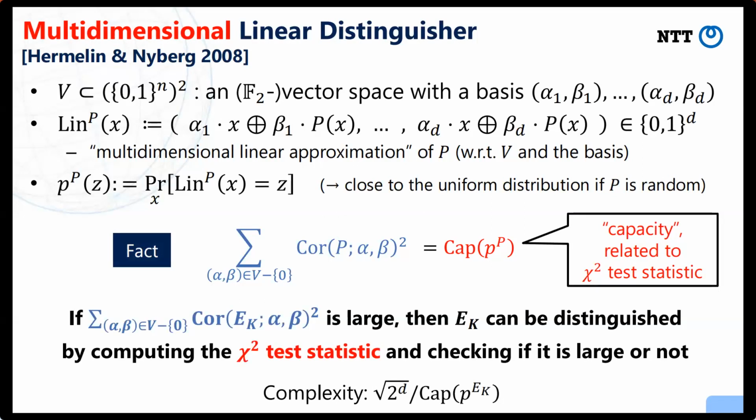And so, if the sum of the squared correlations is large for some block cipher E_K, then we can distinguish the block cipher by computing the chi-square test statistic. Because if this value is large, then the test statistic for block cipher E_K will be large. On the other hand, for random permutation P, the capacity will be very small, and so the chi-square test statistic will also be very small. In this way, we can distinguish the block cipher E_K. And the complexity of this distinguisher is something like this: the square root of the power d over capacity.